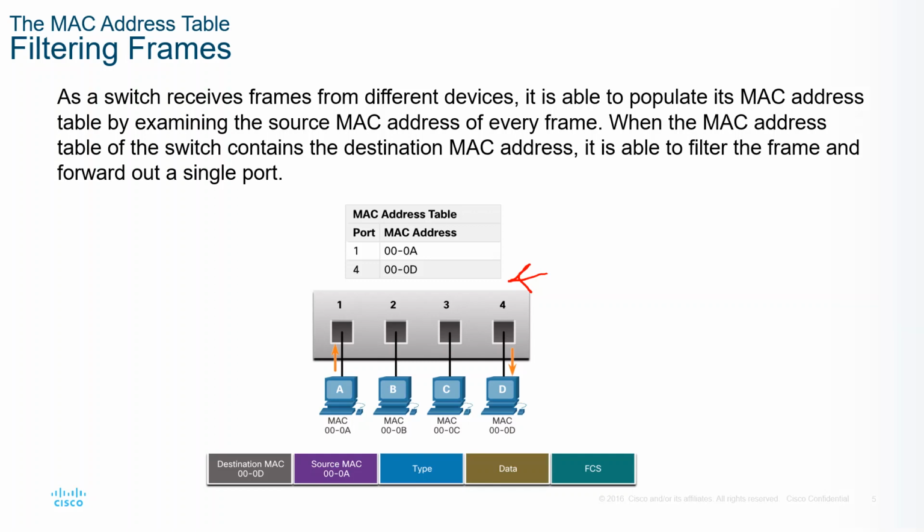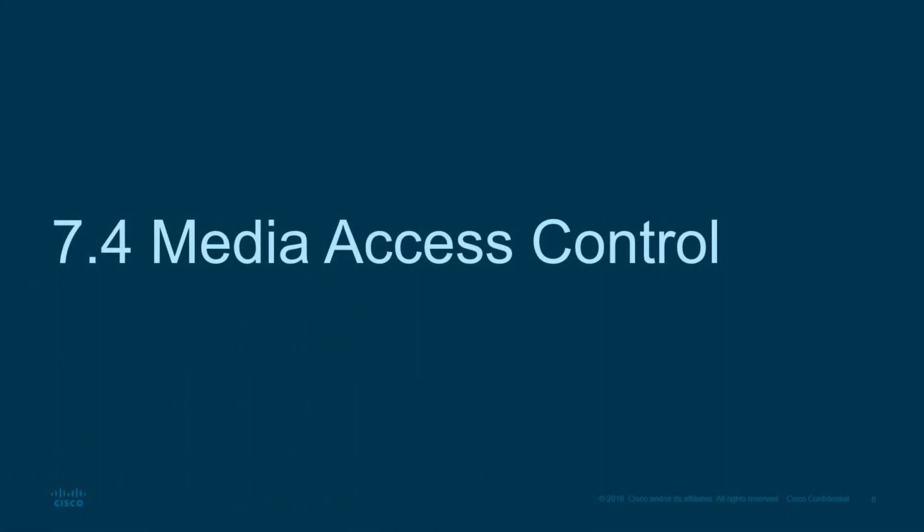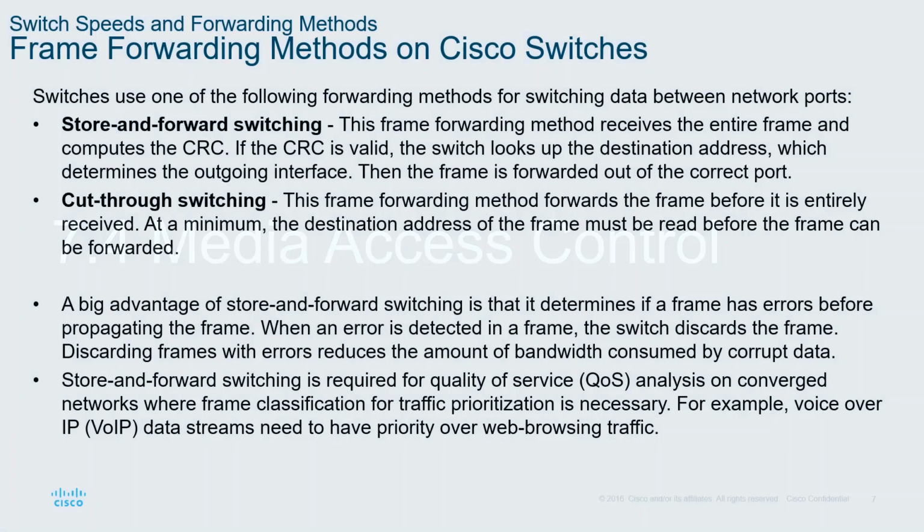So now, let us look at the media access control part. Some of the information in the slides was already explained in the previous week, because in lecture 3 I already explained the forwarding methods concept in a switch. So this is recapping what you have learned earlier on. A switch uses one of the following forwarding methods: store and forward switching and cut-through switching.